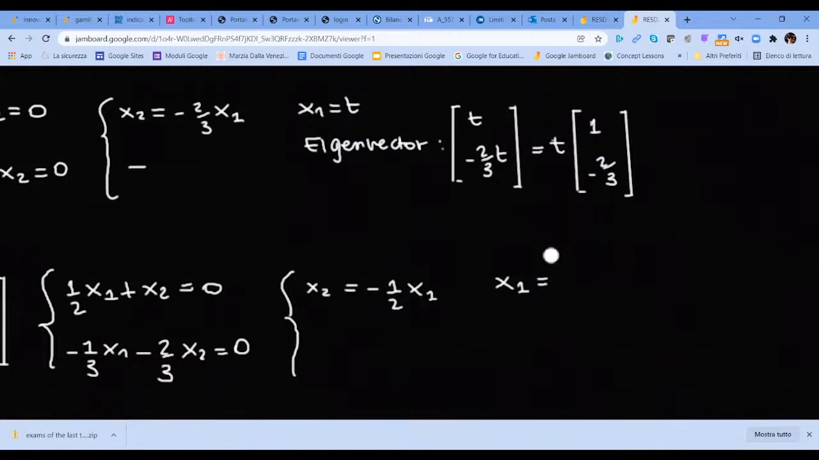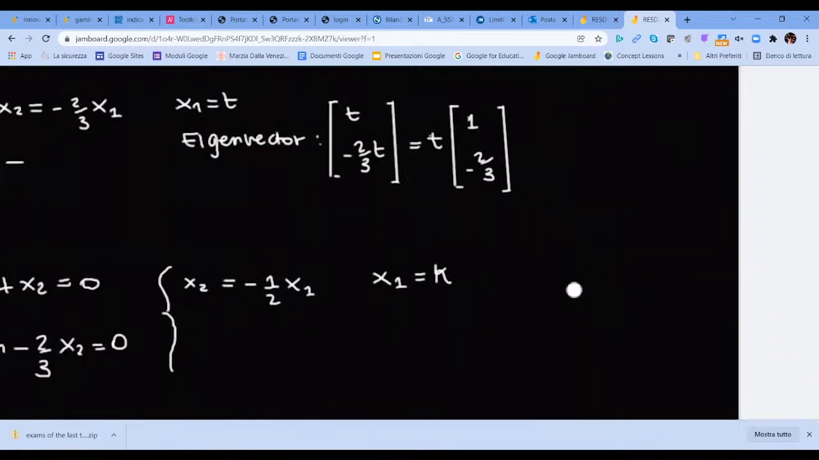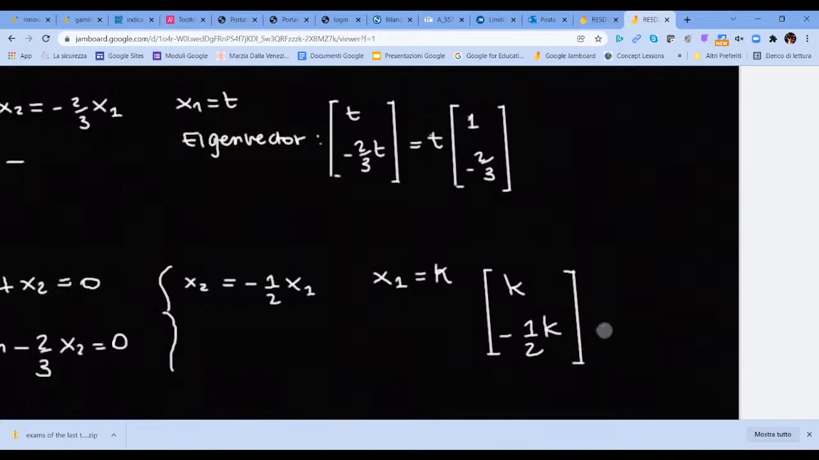With the same methods, we find, let's say k, and the eigenvector will be, let's write, k, minus 1/2 k, and this is equal to k times 1, minus 1/2. Okay, so I think this should be very clear.